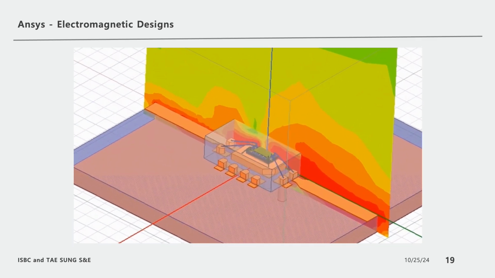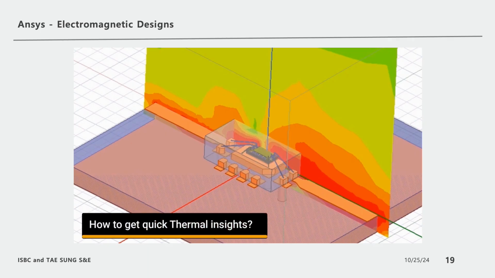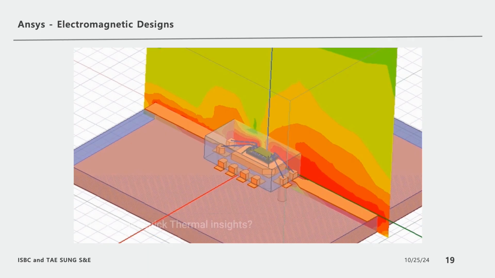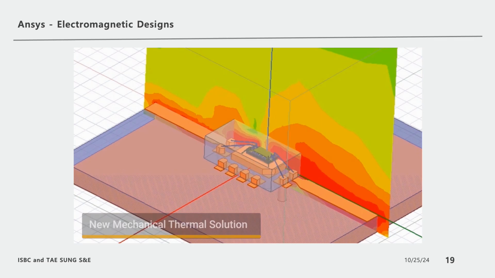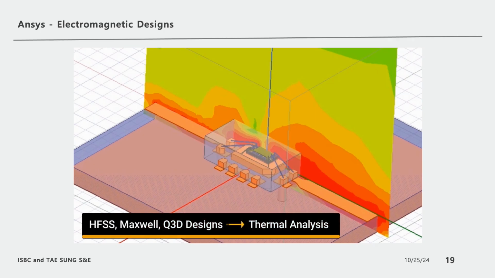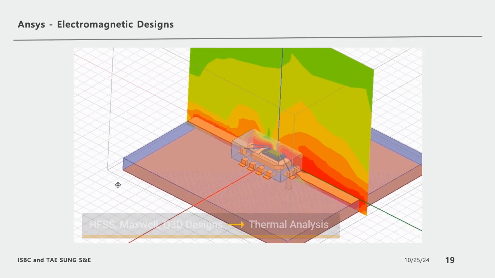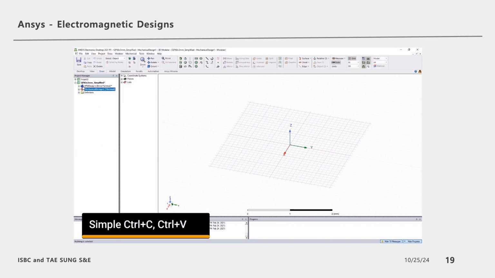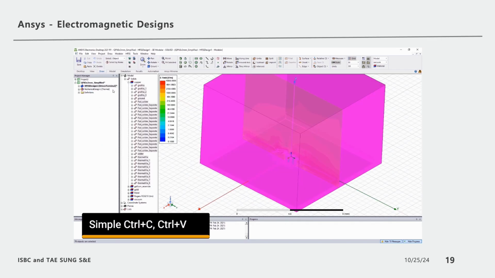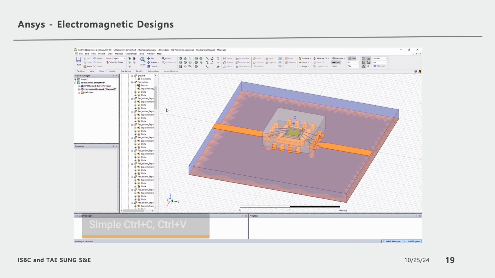At this stage, a designer may also need to quickly see the thermal performance of this electromagnetic design. This can be easily achieved using the new mechanical thermal solution in Ansys Electronics Desktop. A user can quickly import electromagnetic designs from HFSS, Maxwell, or Q3D into mechanical for thermal analysis. First, a mechanical design type must be added in the same GUI. Copy and paste the model from the HFSS design into the mechanical design type.